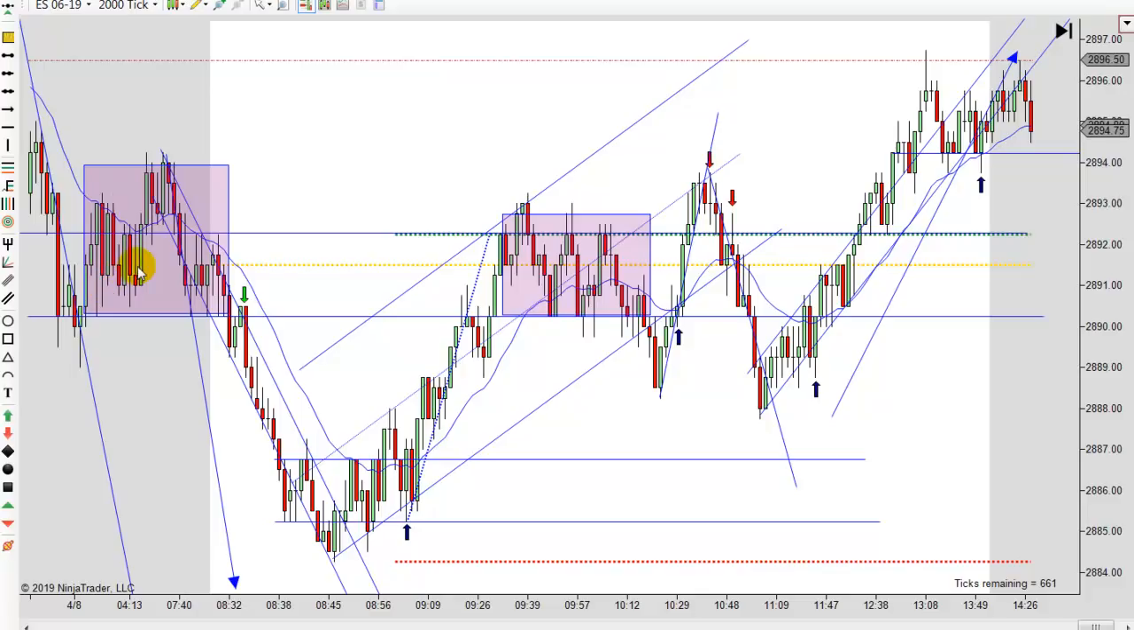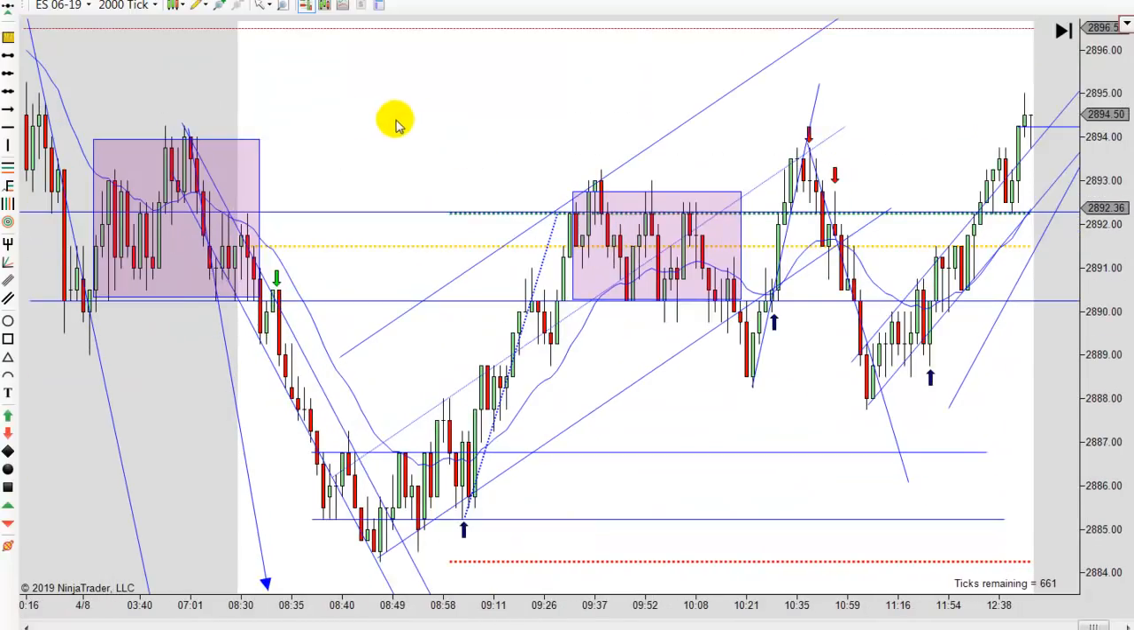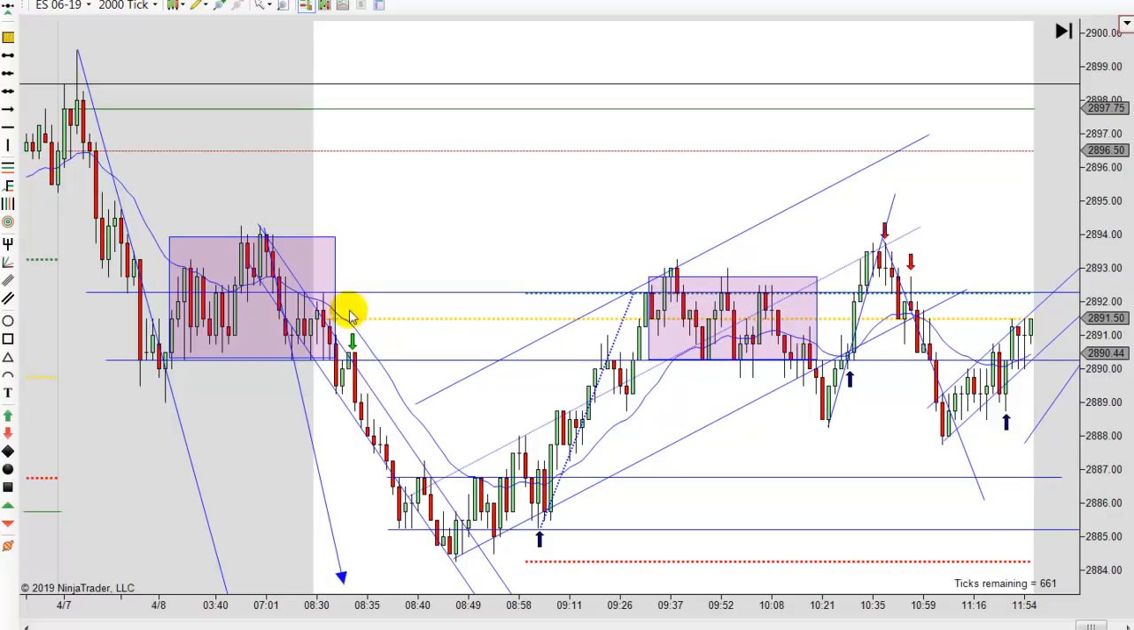Stay out. This is just the 7 o'clock hour, which came right here, where we had a little breakout of the congestion area, but we just went right into another one. There's just so many bars stacked up there. You're better off to stay out of that. Wait for some confirmation that we're going lower.